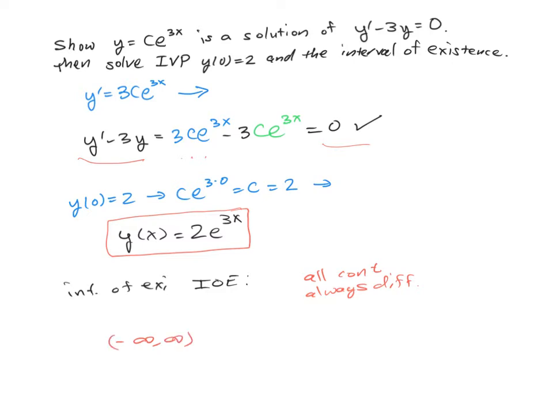So because of that, the interval of existence is going to just be all real numbers. And that means, of course, if you were to graph this function, it would pass through the point (0, 2), and it would be a nice graph that extends to the left and the right.